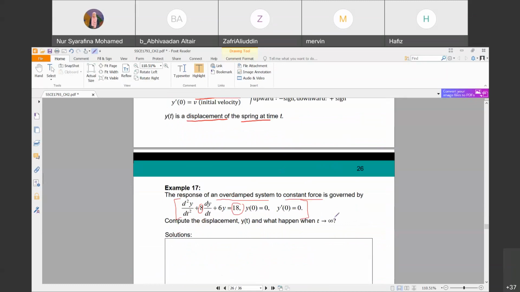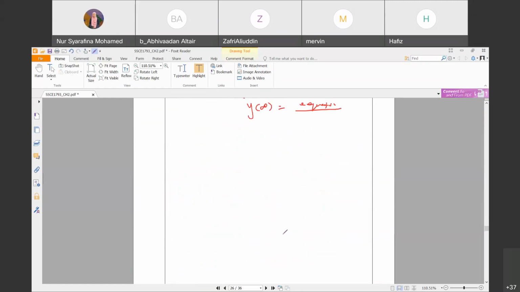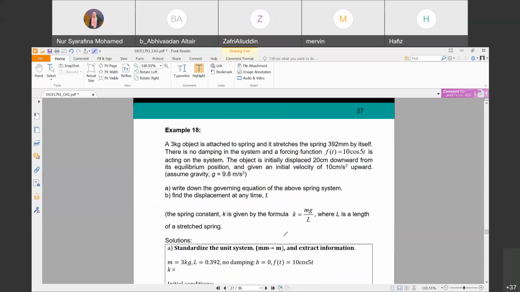So how can you find y(t)? Solve the differential equation. Once you obtain your y(t), just substitute t as infinity into your equation. And then what happens to your y? That is the meaning of what happens when t approaches infinity. All right, next.